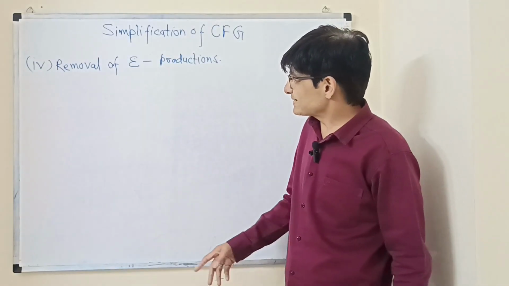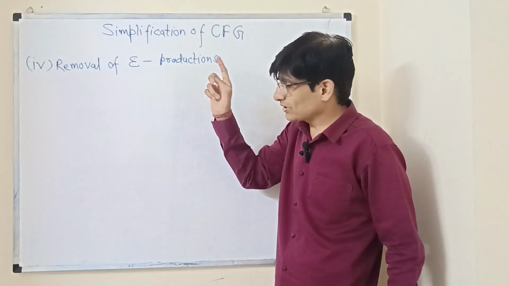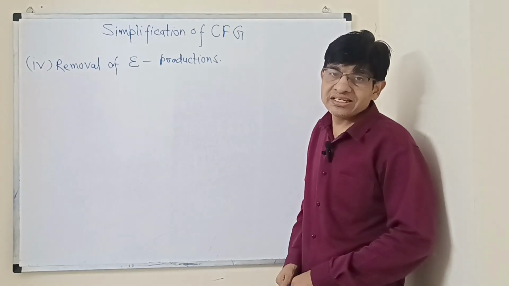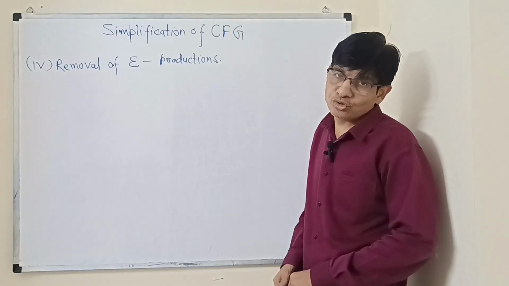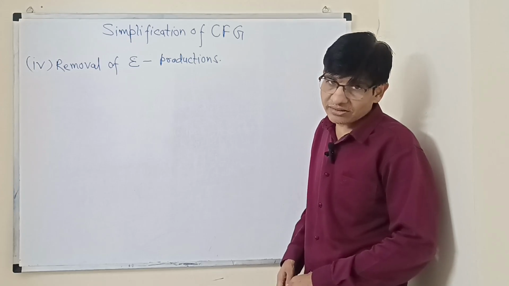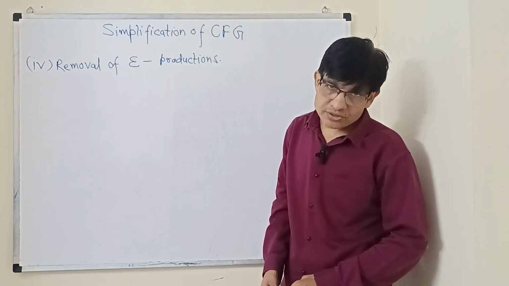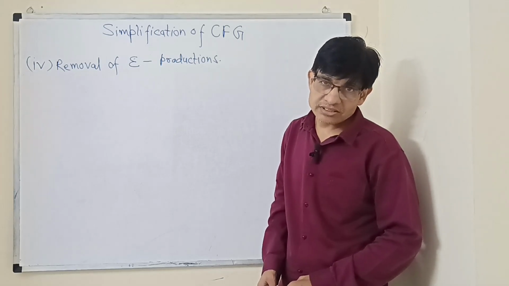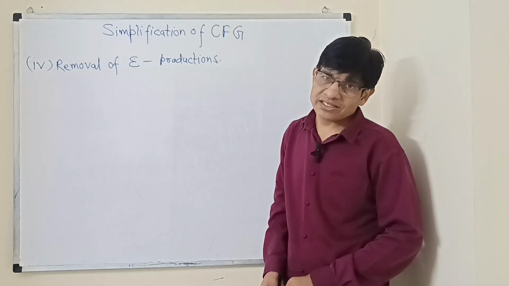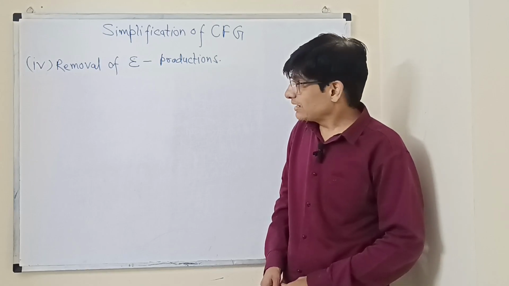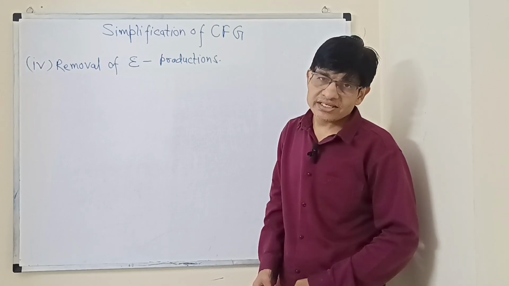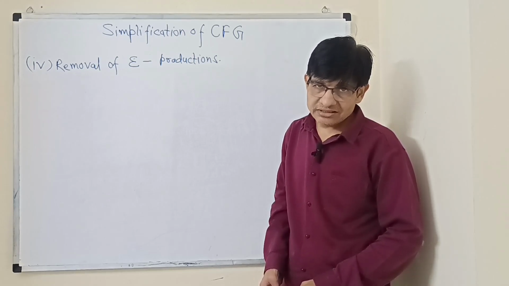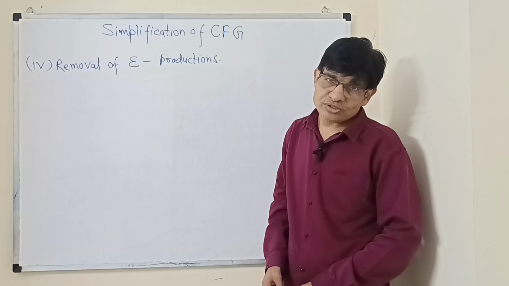Now we will discuss removal of epsilon productions from the grammar. This is only possible when epsilon is not a valid string for your grammar. If your grammar is generating epsilon, then you cannot remove all epsilon productions from the grammar. You will have at least one epsilon production there. In case your grammar is not generating epsilon and still there are some epsilon productions, then you can remove all epsilon productions.